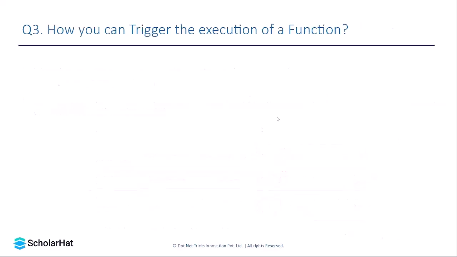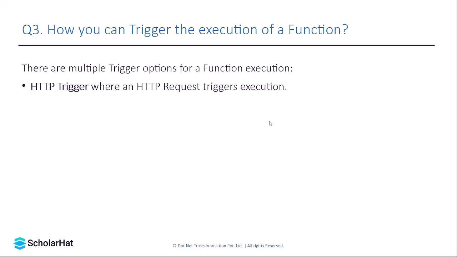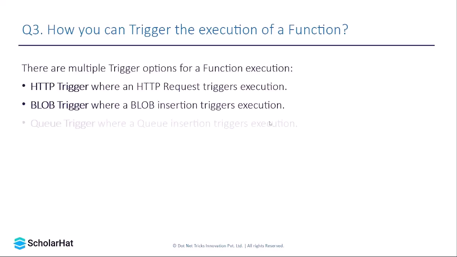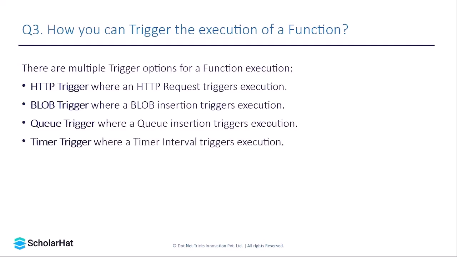How can you trigger the execution of a function? This can be asked in a different way as well, like what are the different types of triggers available in an Azure function. The different triggers are HTTP trigger, blob trigger, queue trigger, timer trigger. Here are a couple of examples. An HTTP trigger simply means that it will cause an Azure function to run as soon as an HTTP request is created.